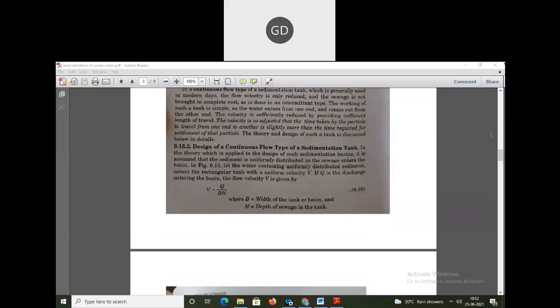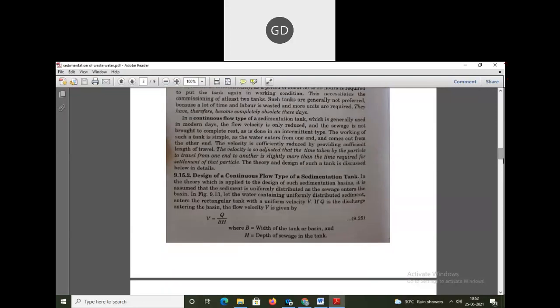Now we have to do the design parts. So for designing this, we have to know certain formulas, like we have done for your raw water also. So here also we have to know some of the formulas. So let me annotate first which are the formulas you have to remember. So the first one is this formula you have to remember. If you design a continuous flow type of sedimentation tank, this one you have to remember.